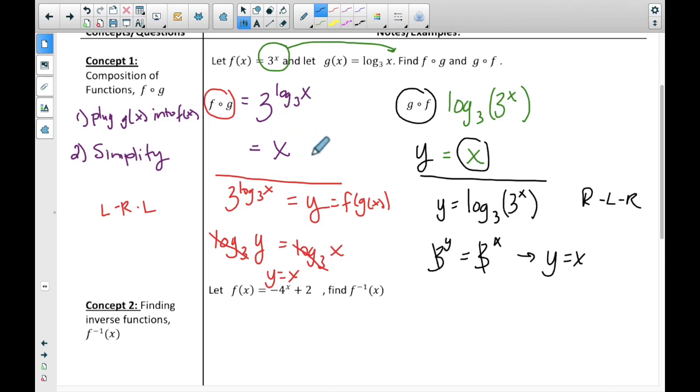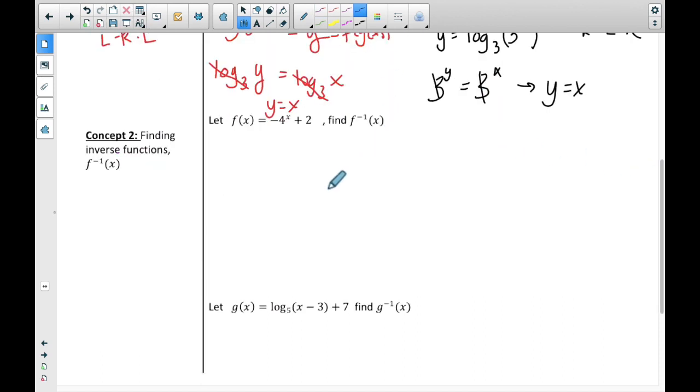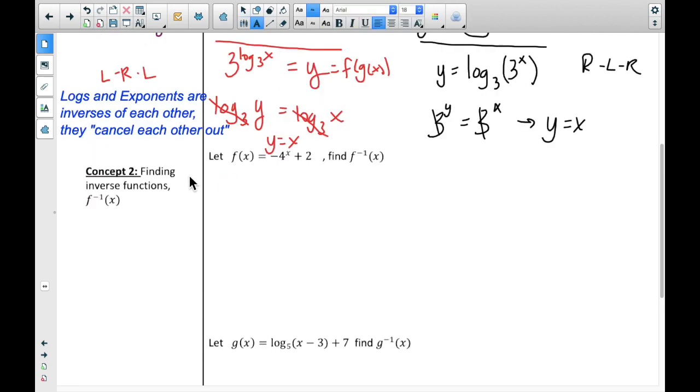We learned that in the last unit. The new part today is it works for logs and exponents, as long as the base is the same. This is a 3, this is a log base 3. This is a log base 3, this is a big 3. So it's going to work the same way. Let's do another example. This time we're finding the inverse functions. And maybe before we move on to this, let's write this in the margin, that logs and exponents are inverses of each other, and so they cancel each other out, because that's an important point for you to remember.